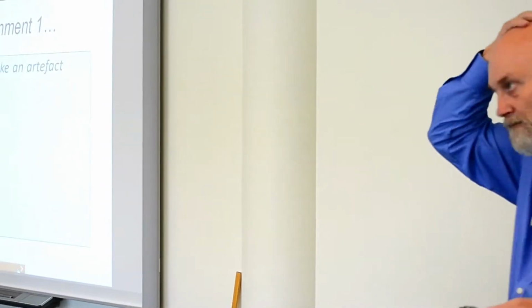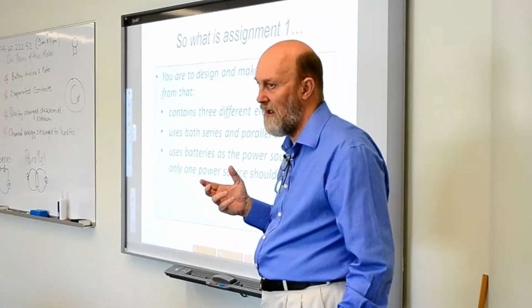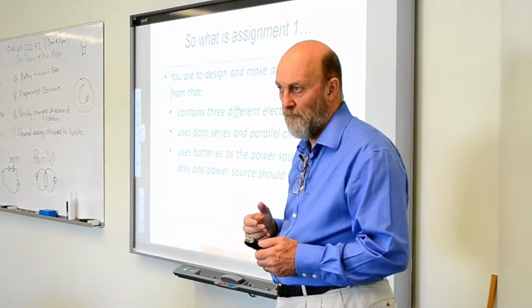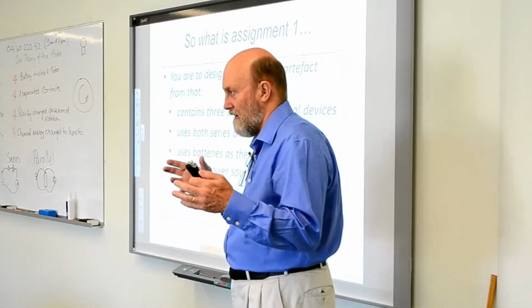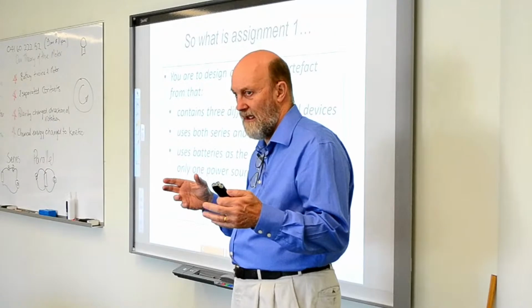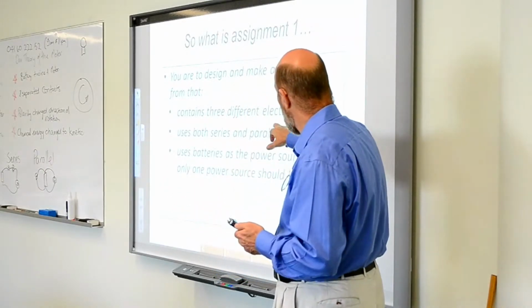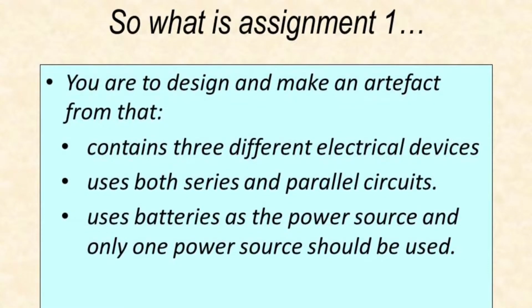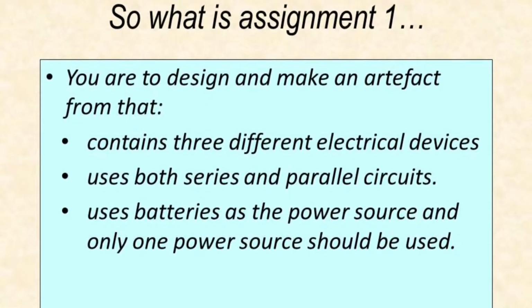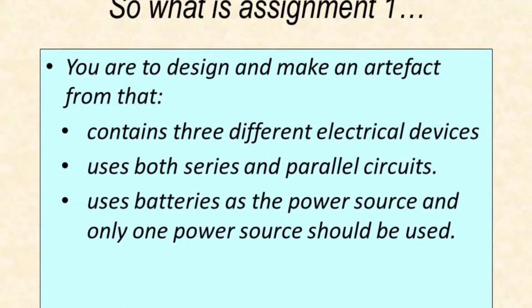So, what have you got to make? This is all text straight from the learning guide. It's a something, a device, a thing. It could be whatever you like. It contains 3 different electrical devices, principally bulbs, motors and buzzers. A switch should be there somewhere, but that's not one of the devices.